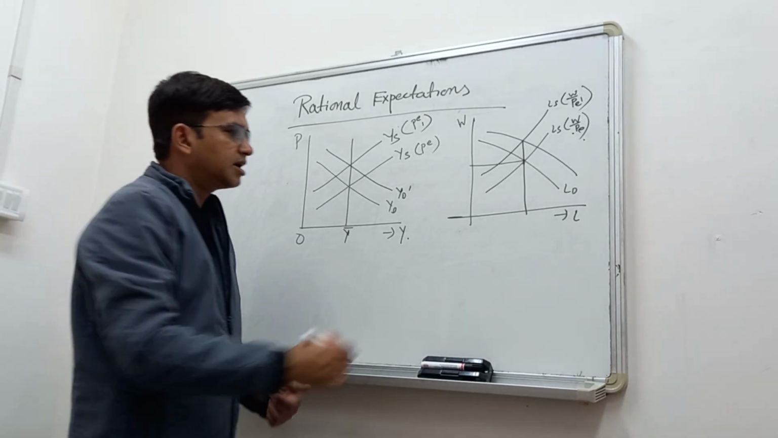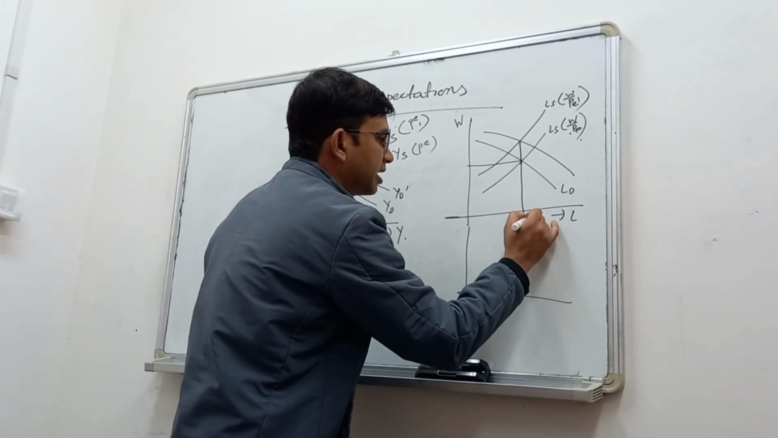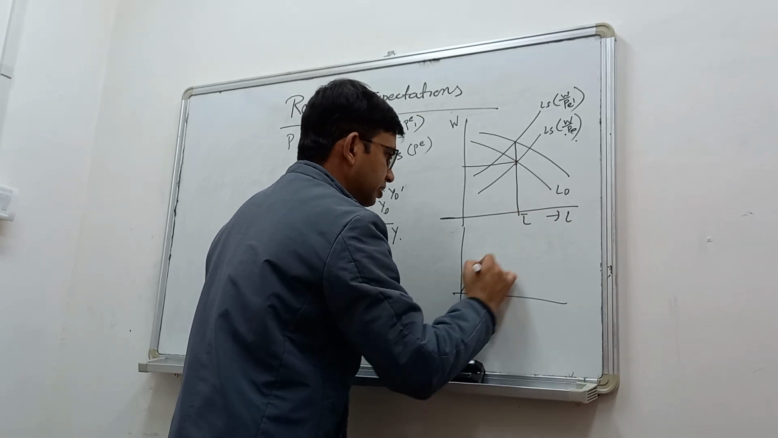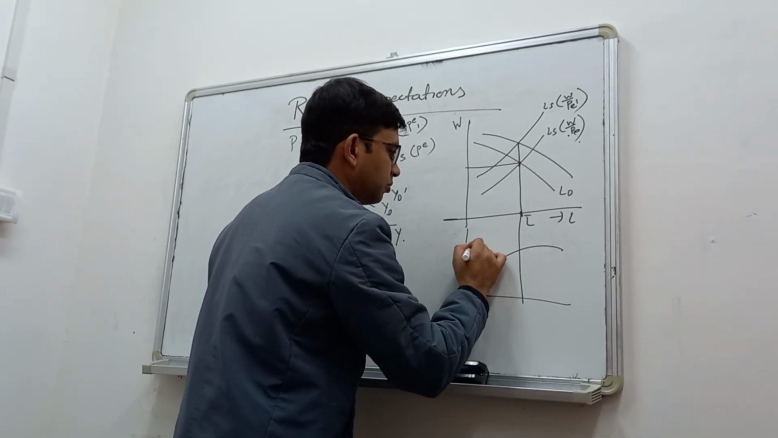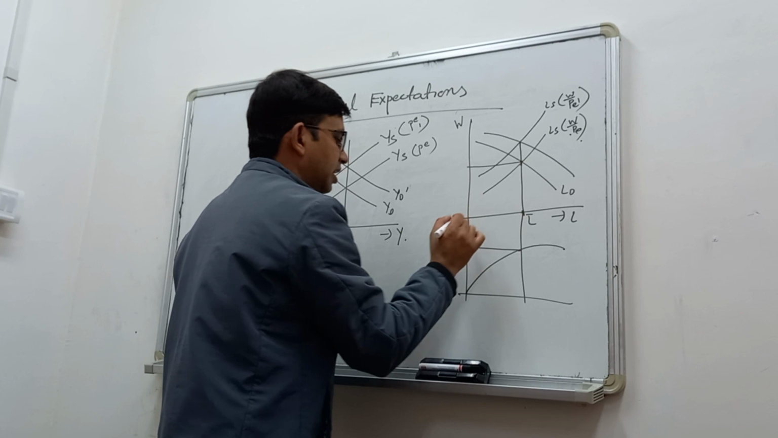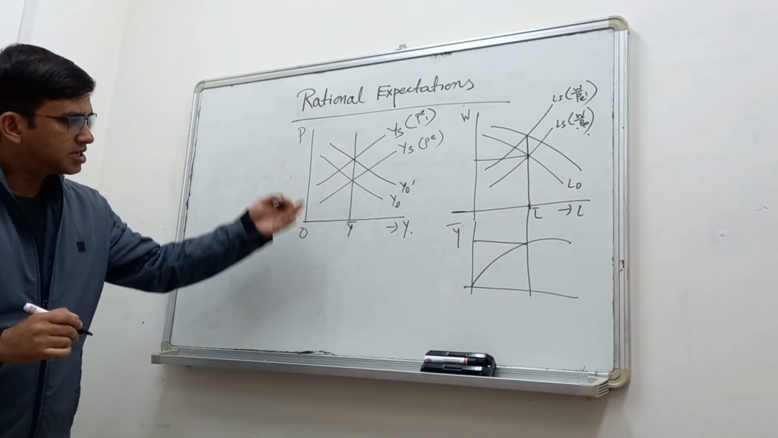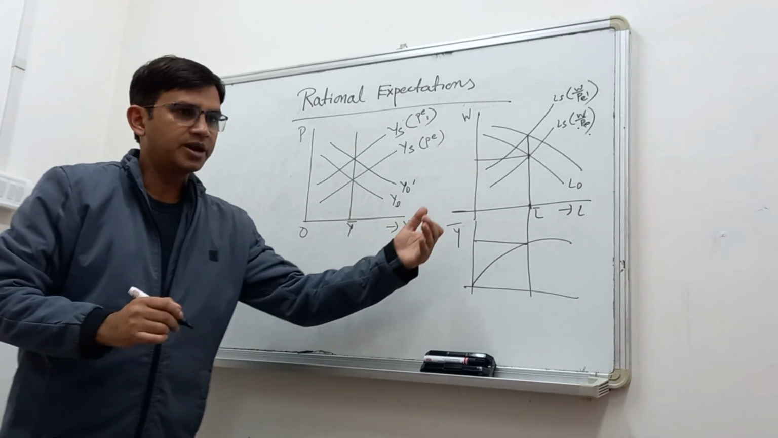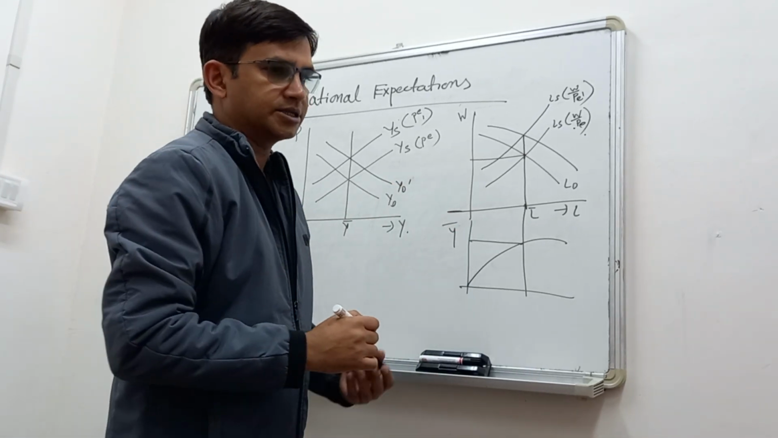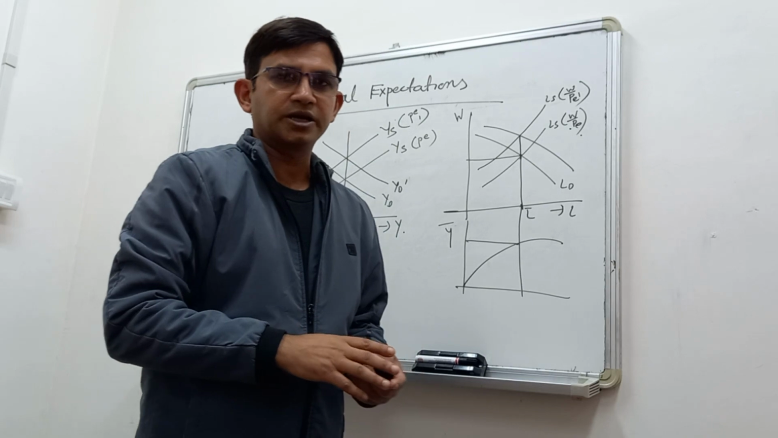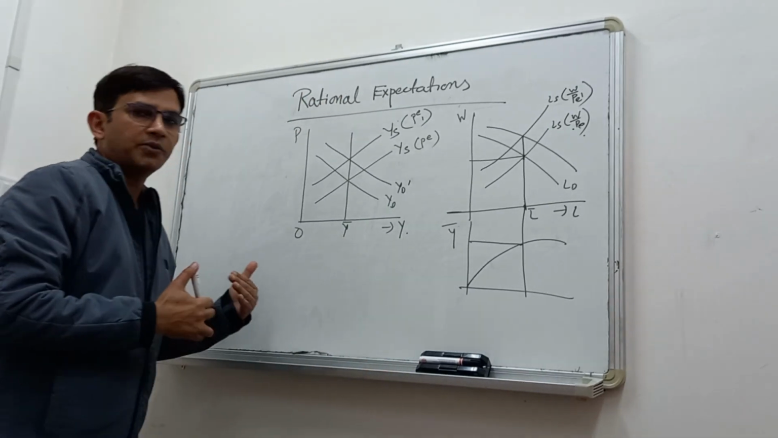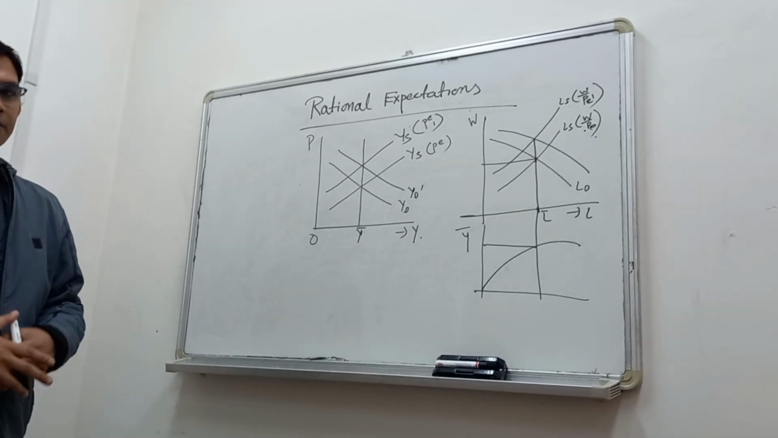So what we see here, as the employment is at the natural level L bar, given the production function, output will also be at the natural level y bar. So finally what we see that output and employment will remain at its natural level with the expectations if people can make proper expectation about the prices.